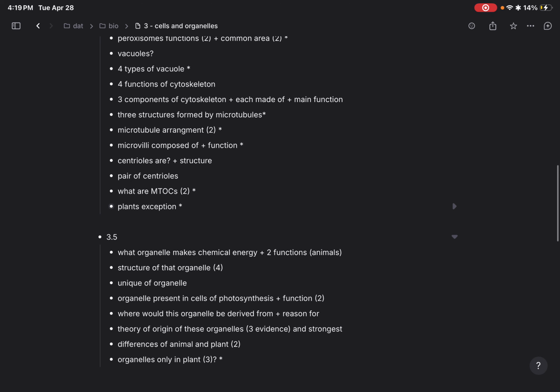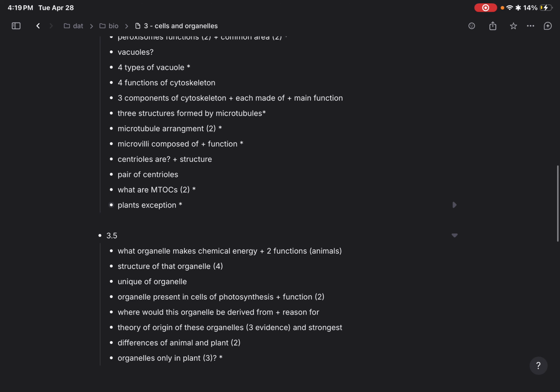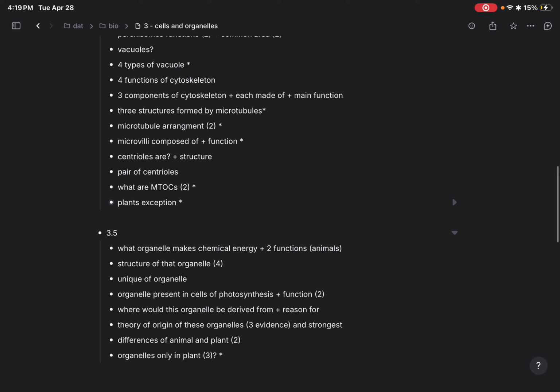Four functions of the cytoskeleton. Maintain shape. They help move the cell around. They help move the components of the cell around. Some motility, maintain shape, and they're used for adhesion, attaching, anchoring membrane proteins.